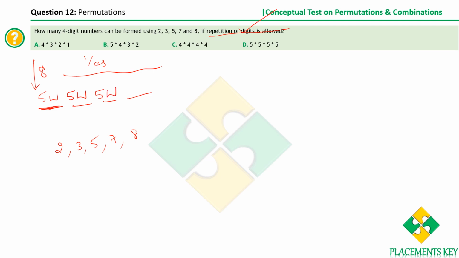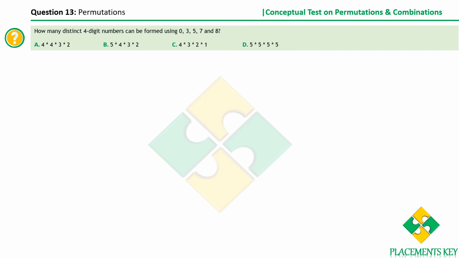This also can be filled in 5 ways. This also 5 ways. Since we need the first digit and second digit and third digit and fourth digit, it is multiplication. So what is the answer? It is 5 power 4, which is option D.